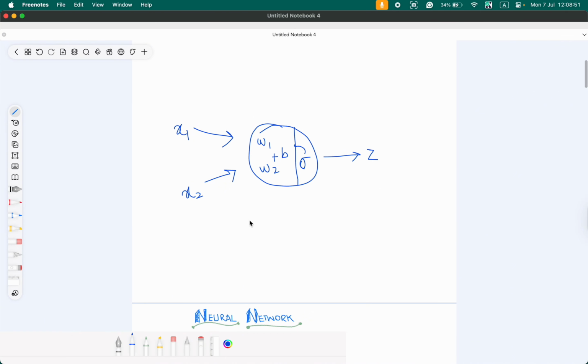The math looks like this. z equals w1 multiplied by x1 plus w2 multiplied by x2 plus bias term b. Then this output, z, gets passed as an input to an activation function, which gives us a predicted value.